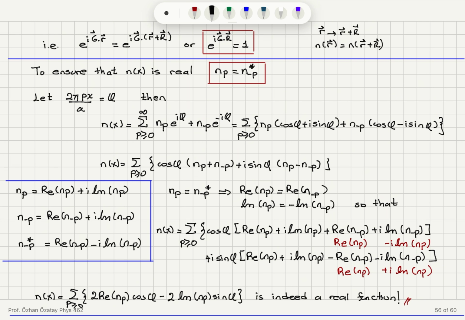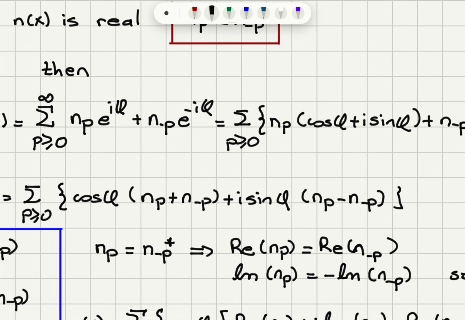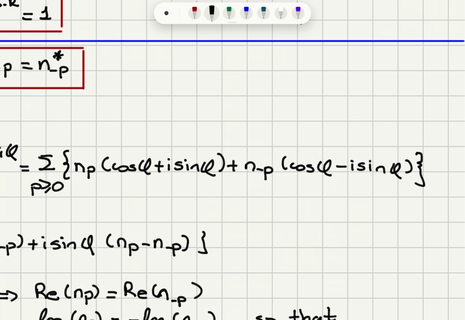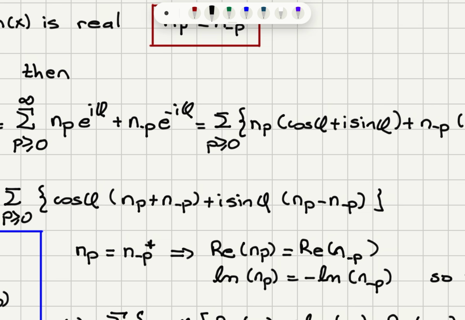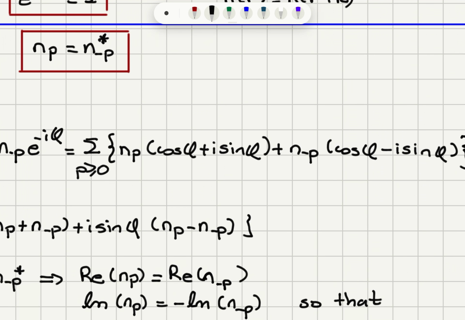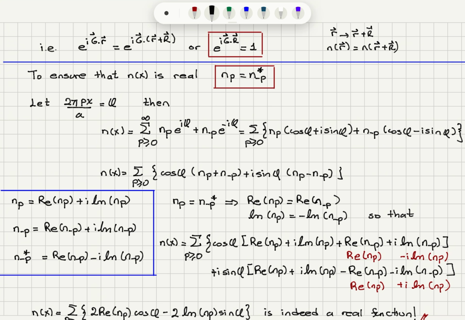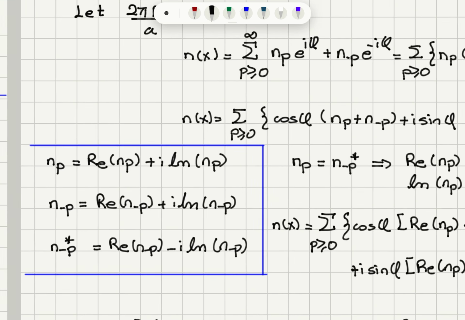Okay, so this is basically using Euler's expansion now: n_p (cosine phi plus i sine phi) plus n_minus-p (cosine phi minus i sine phi). So if I take this into cosine phi parentheses, cosine phi, I have a term n_p here and then a term n_minus-p here. So cosine phi (n_p plus n_minus-p), and i sine phi (n_p minus n_minus-p) here. If I group them together, this is what I get. And then I note that if n_p is a complex number, it has a real part of n_p, plus i times the imaginary part of n_p.